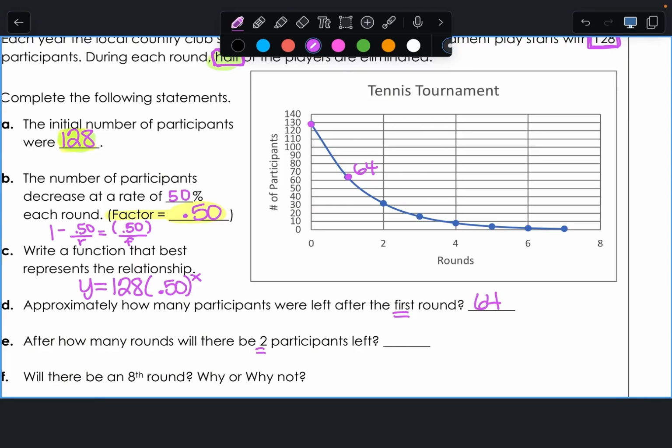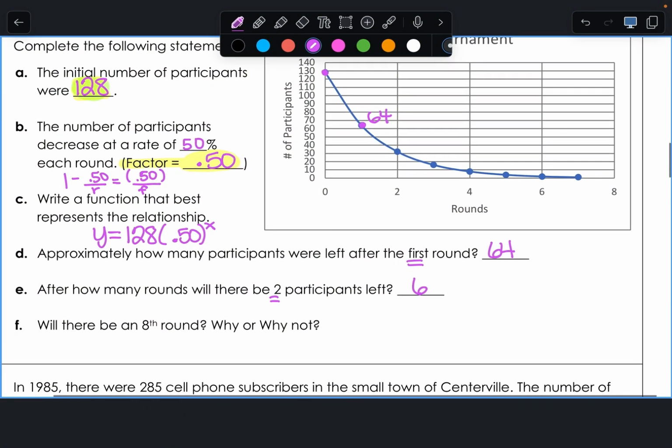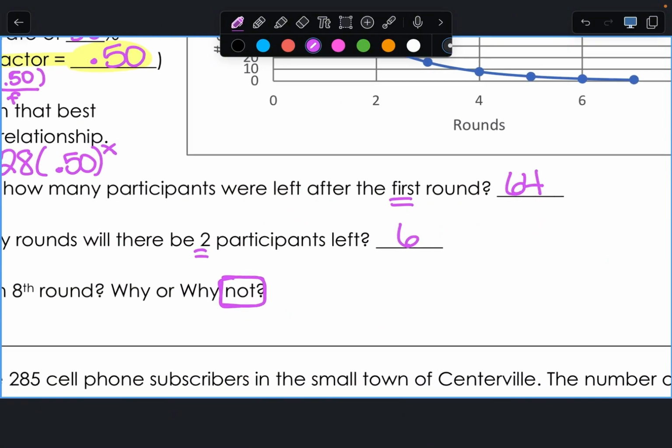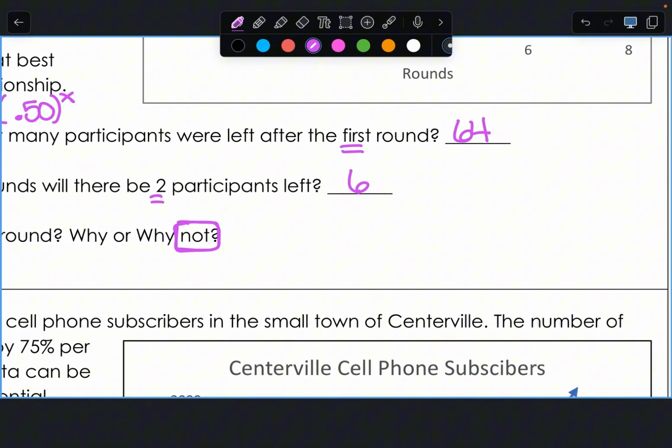Yes, 6 rounds. Will there be an 8th round? No. Why not? Because they will be done at the 7th round. There will be one left. There will be one, not that there won't be any participants. They'll win their last match because you can't split up. After the 6th round, the winner is left.